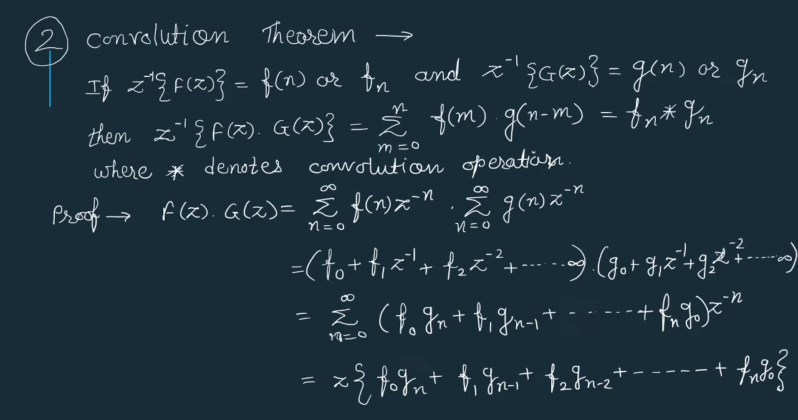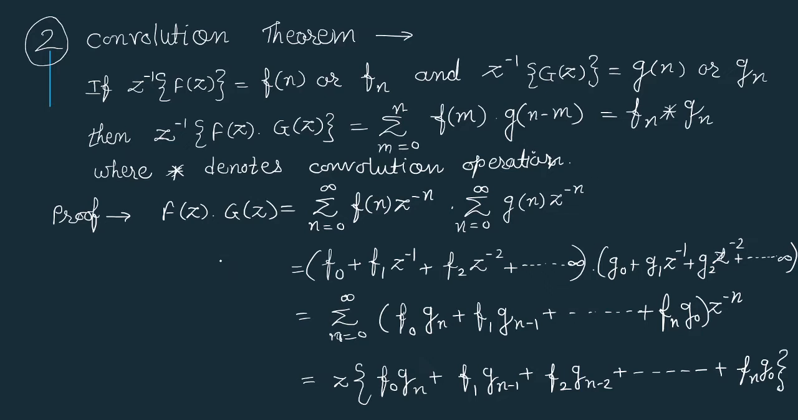Convolution theorem. Now this theorem is used for finding the inverse Z transform of a product of two functions of Z. Therefore, Z inverse of capital F of Z and G of Z, its value equals summation m equal to 0 to n f of m g of n minus m, equal to f of n star g of n. Here this star we call the convolution operation.